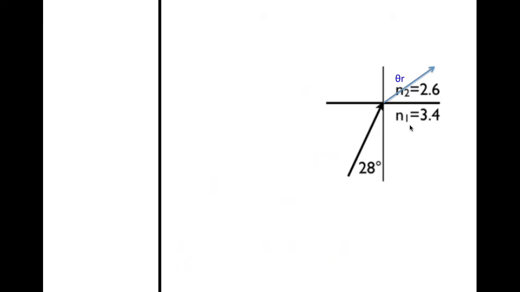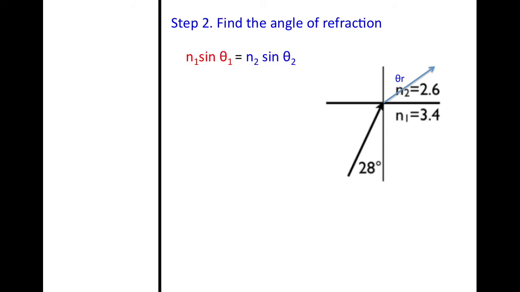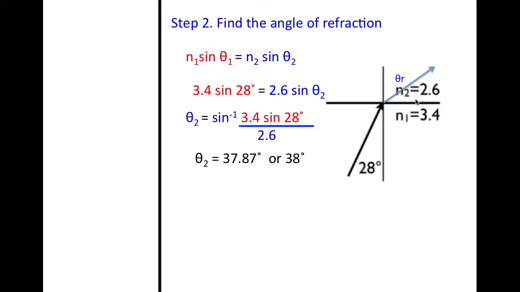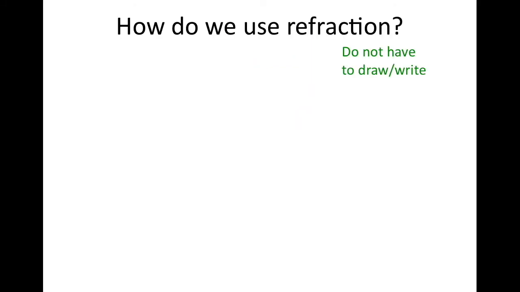Okay, so now that we know the critical angle, we also know the angle of incidence, and we know the index of refractions for both of the media, we are going to now find the angle of refraction. We use Snell's law, and we are solving for theta 2, which would be the angle of refraction here. And when we plug everything in and we solve for theta 2, we get an answer of 37.87 degrees or 38 degrees. Now, how do we use refraction? Let's go ahead and take a look.